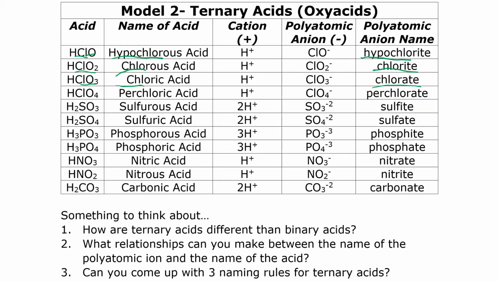And if we take a look at the endings, y'all, ite and ate, it looks like it has a trend. Let's see if it's true for the others. Chlorate looks like it ends in ic. Sulfite ends in us. Sulfate ends in ic. Phosphite ends in us. Phosphate ends in ic. Nitrate ends in ic. Nitrite ends in us. Carbonate ends in ic. So there seems to be a trend there.